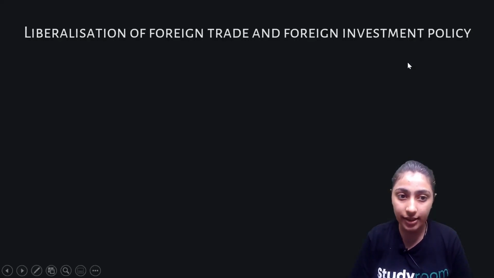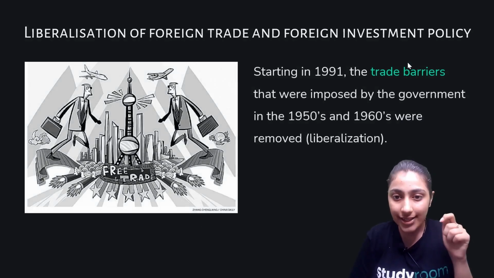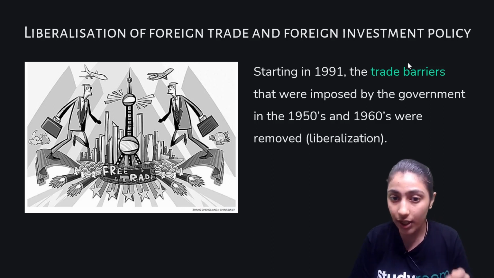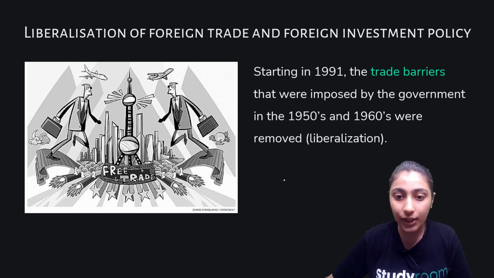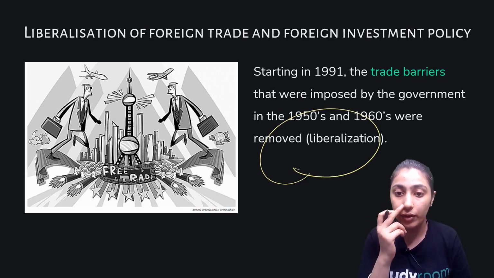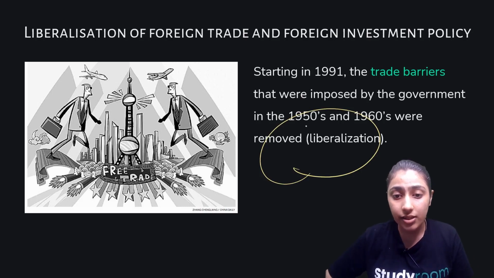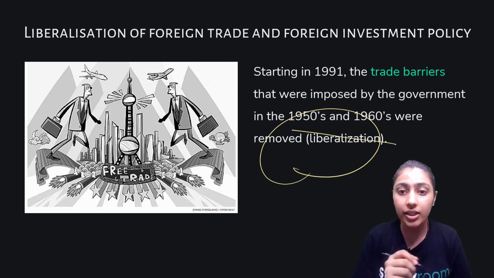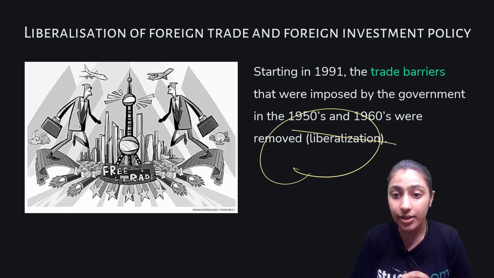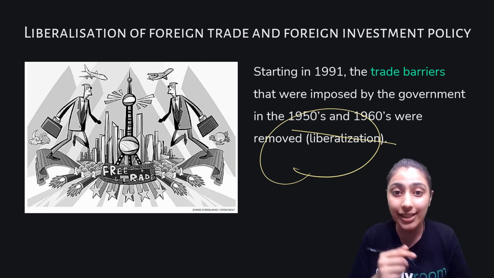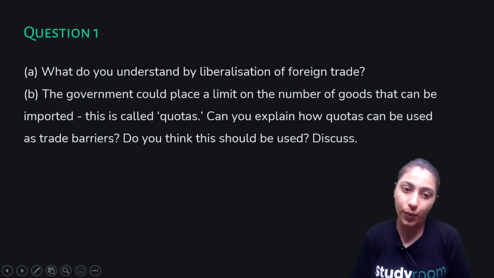Moving forward to our next topic, liberalization of foreign trade and foreign investment policy. Starting in 1991, the trade barriers that were imposed by the government in the 1950s and 1960s were removed, leading to liberalization. So make sure that these years are very clear to you: it started in 1991, and the trade barriers that were imposed by the government in the 1950s and 1960s were removed, which further led to liberalization, our second most important term.